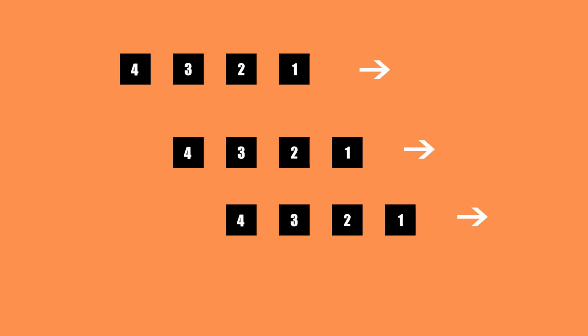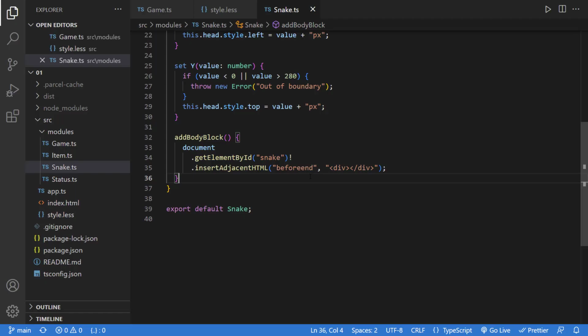For example, if the game player has 4 body blocks, when the player moves, position number 4 will go to position number 3. Position number 3 will go to position number 2. Position number 2 will go to position number 1. Position number 1 will get a new position.